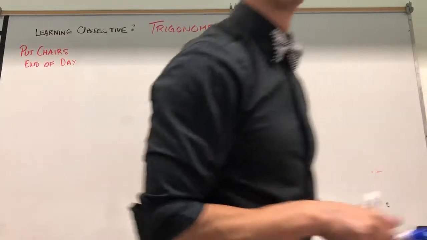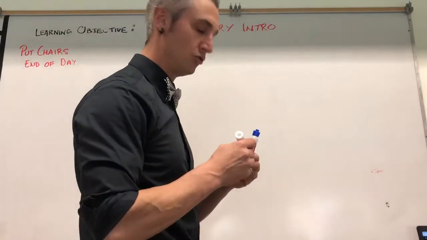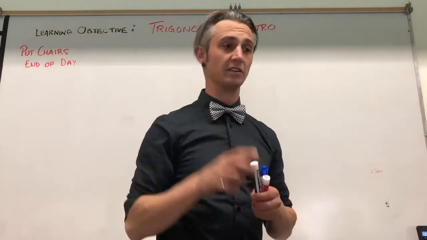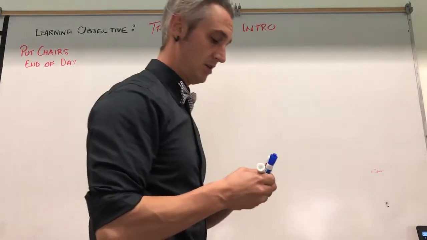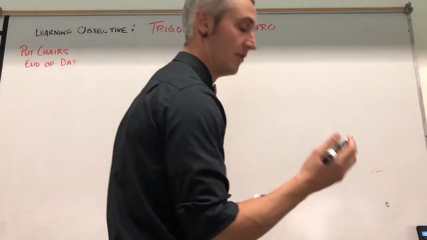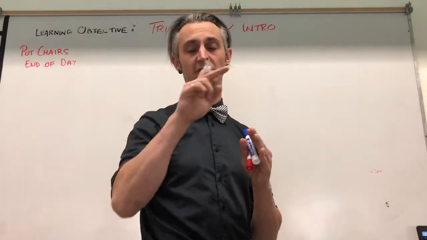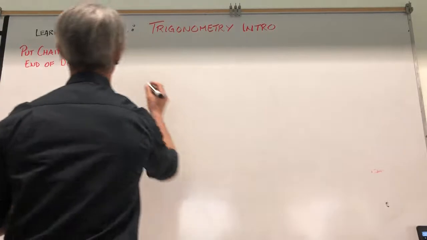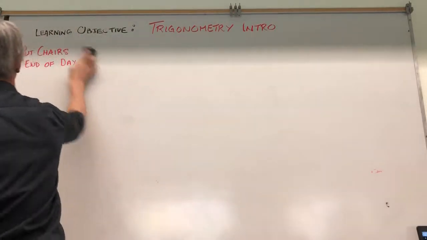Okay, hey guys. For those of you that missed the introduction to trigonometry, here it is. Trigonometry comes down to three ratios. And we're going to be dealing with just right angle triangles, so triangles that have a right angle in them.